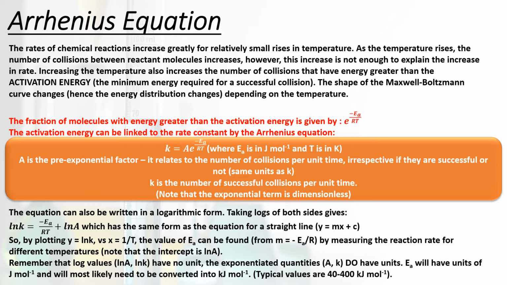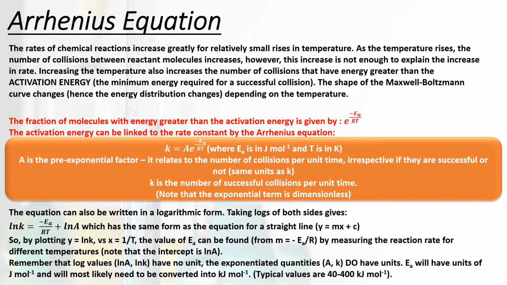We also saw that we could draw Maxwell-Boltzmann distribution curves, and that the shape of this curve changed when the temperature changed, and hence the energy distribution changes with the temperature. We saw at higher temperatures that the peak of the curve was slightly lower down and was slightly to the right. The curve becomes slightly flatter and broader. And what this meant was that essentially we have many more molecules with energies greater than the activation energy, and hence there's a large increase in rate for a pretty small increase in temperature.